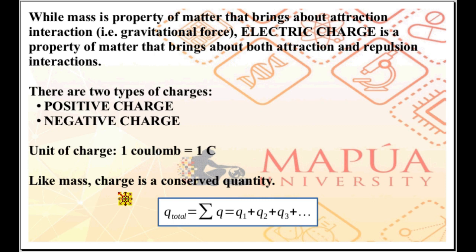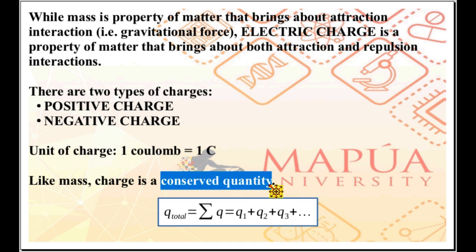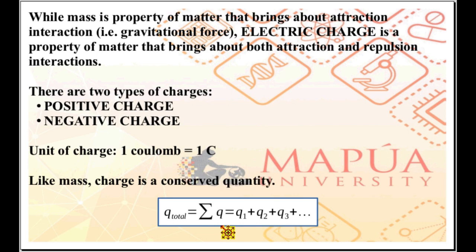And like mass, charge is a conserved quantity. Say you have an object of total charge 10 Coulomb. You divide the object into smaller parts. The charge is conserved. If you add up the charges of the parts, it should still be equal to the total charge, to 10 Coulomb, for example. Q total is equal to Q1 plus Q2 plus Q3 and so on. Summation of all the individual charges.